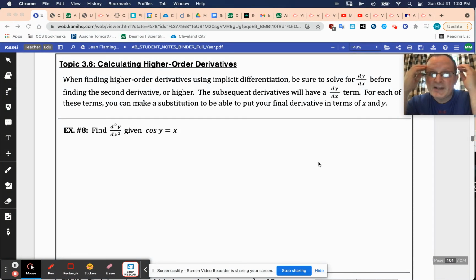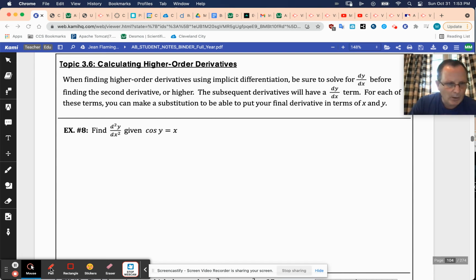Hey, this one will blow your mind. When you're doing problems like this, where you have to find a higher order derivative, in this case the second derivative, you'll proceed as normal. But when you take the second derivative, you're going to be substituting what you found for the first derivative back in. Let me show you what I'm talking about. We need quite a bit of room here.